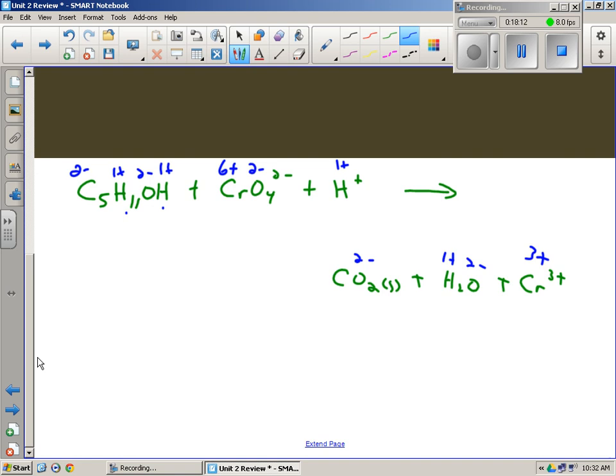Yep. 1 plus. This is a 4 minus. This is a 4 plus. And I think that should be good. Okay, I probably should have done that all at the same time, but I didn't want to, so too bad.